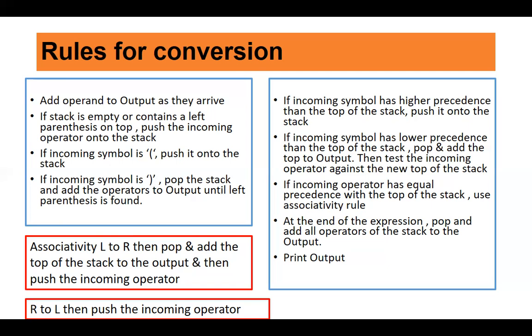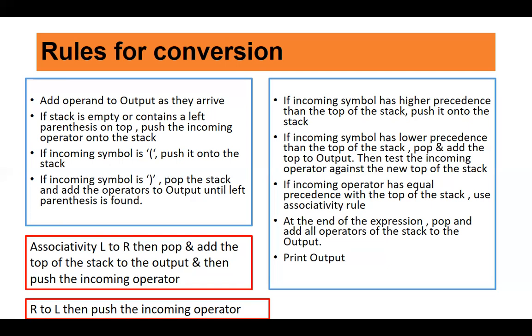And then print the output, and this output is nothing but the postfix form of the infix notation. These are the rules, but you will be more clear when we take examples. Now, associativity from left to right: if any operator has associativity from left to right, then you pop and add the top of the stack to the output and then push the incoming operator. And if the associativity is right to left, then push the incoming operator. Fine. So let us look at examples one by one.